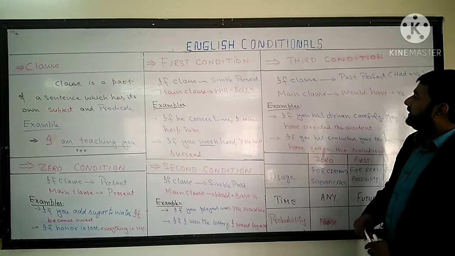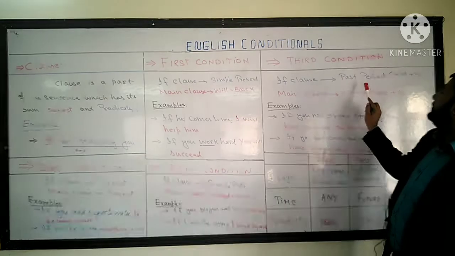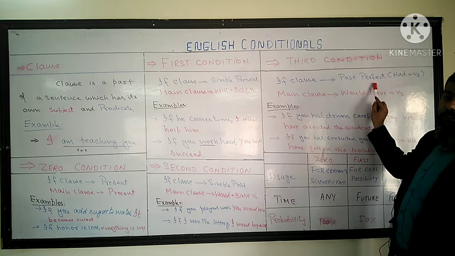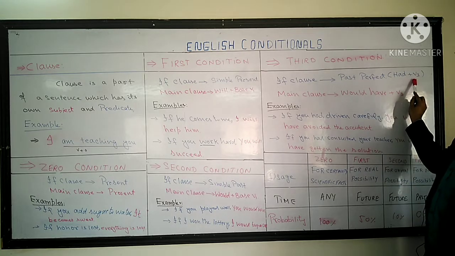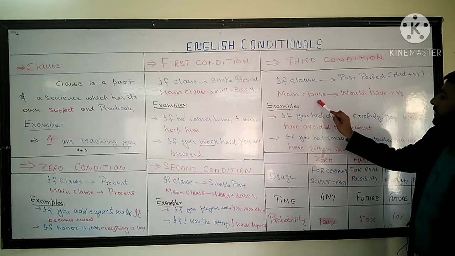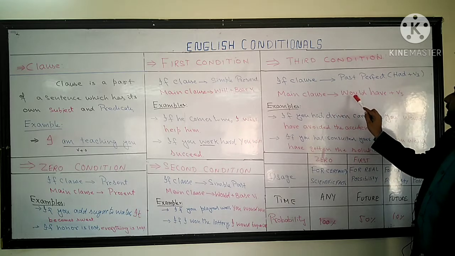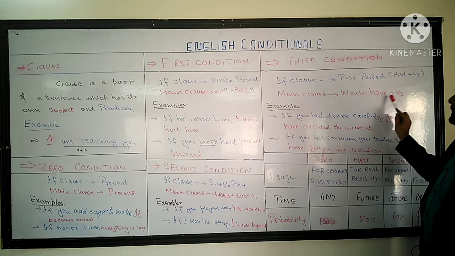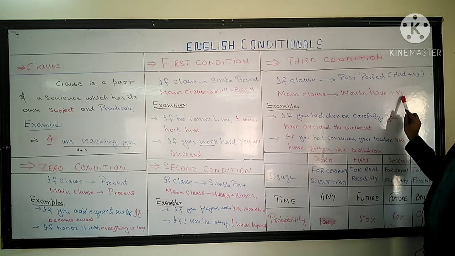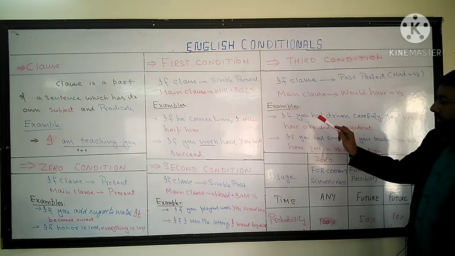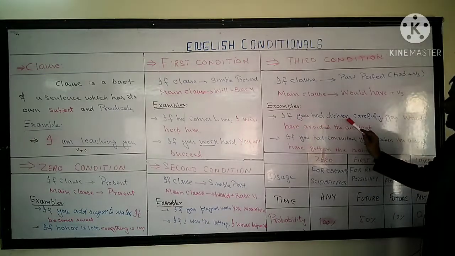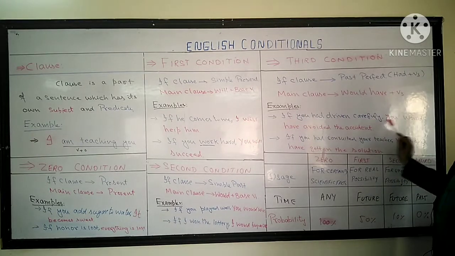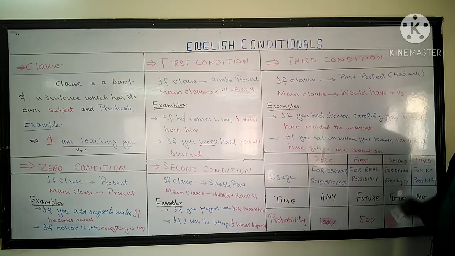In the third condition, the if clause is usually written in past perfect, which means had plus the third form of the base verb, and the main clause would have would have plus the third form of the base verb. Now again, let me elaborate with some examples. If you had driven carefully, you would have avoided the accident.